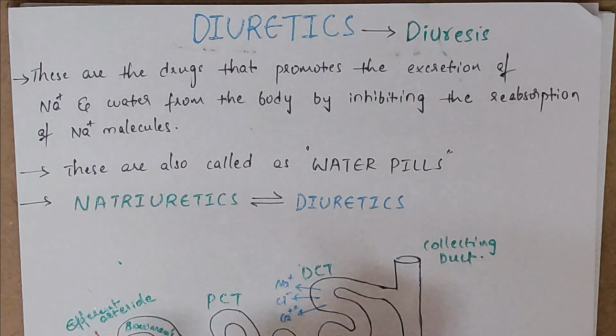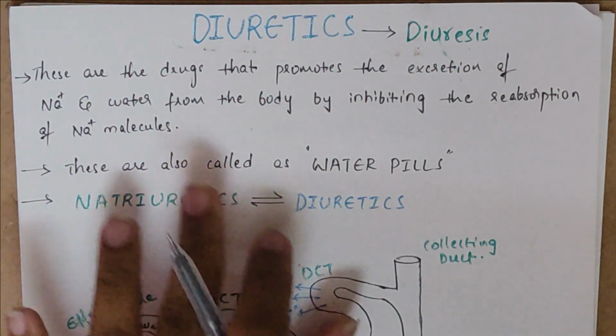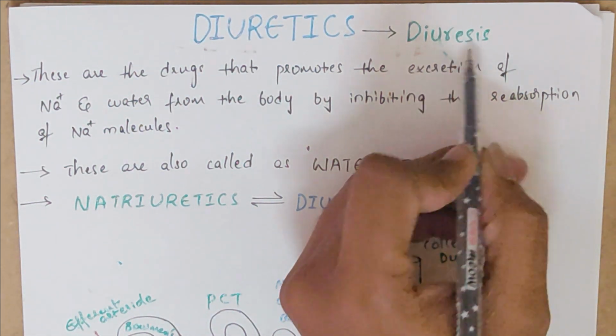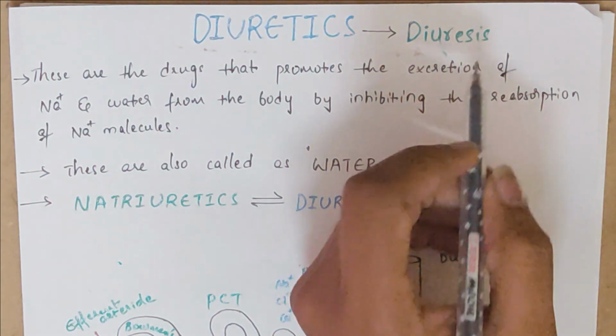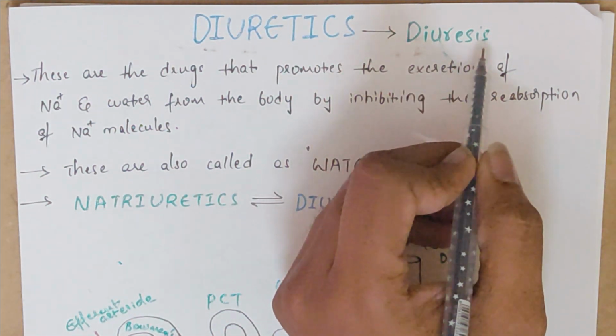Diuretics are the drugs which result in diuresis. Diuresis means: di means double, uresis means excretion of urine. Diuretics are the drugs which double the excretion of urine.